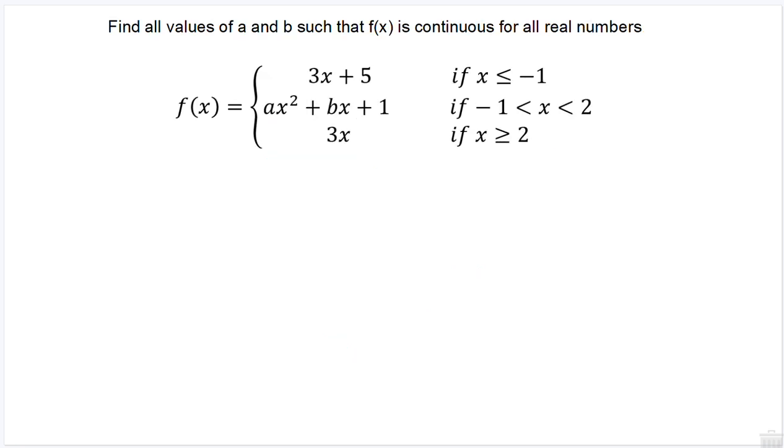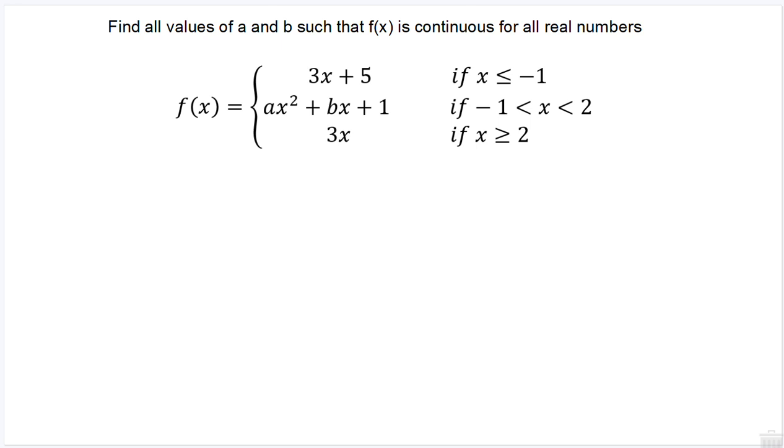And now we are on to our very last one here. This time we have to find all values of a and b such that this function will be continuous for all real numbers. Okay? So we've got f of x is 3x plus 5 when x is less than or equal to -1. It's ax squared plus bx plus 1 when it's between -1 and 2, and it's 3x when x is greater than or equal to 2.